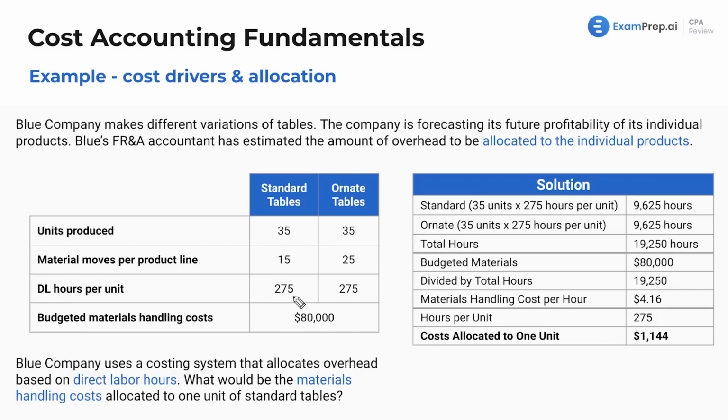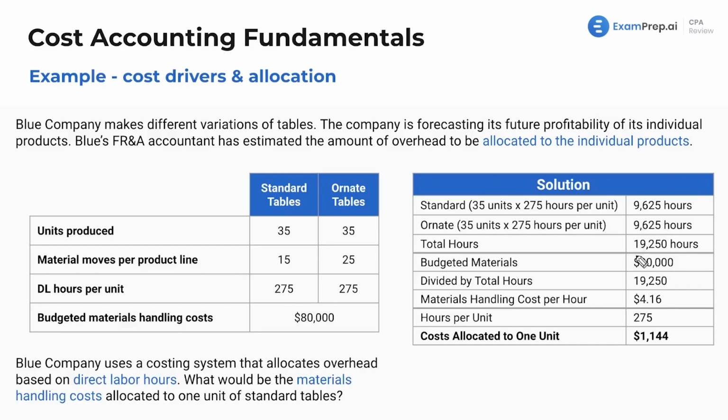275 per unit, and this is just a coincidence that they're the same for each. Total coincidence. Doesn't have to be that case. And then units produced, so 275 hours per unit times 35 units. That gets us 9,625 hours for each standard and ornate table. So total hours, we've got this again, this is 50-50, but it doesn't have to be that case, right? Like these could be different.